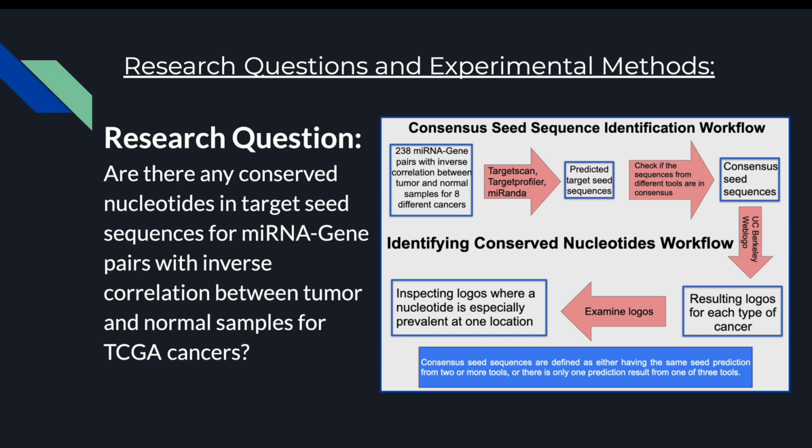After finding our consensus seed sequences, we ran all of them through WebLogo, which gave us logos for each type of cancer for the microRNA and mRNA seed sequences. Using these logos, we were able to identify areas where a nucleotide would be especially prevalent, which could indicate that it is conserved.